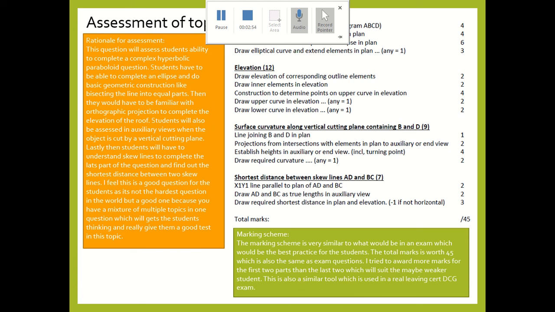Then as well, we have the marking scheme. I've given out the marks as equally as I could, but I've given more marks to the first parts of my questions to suit the weaker students.